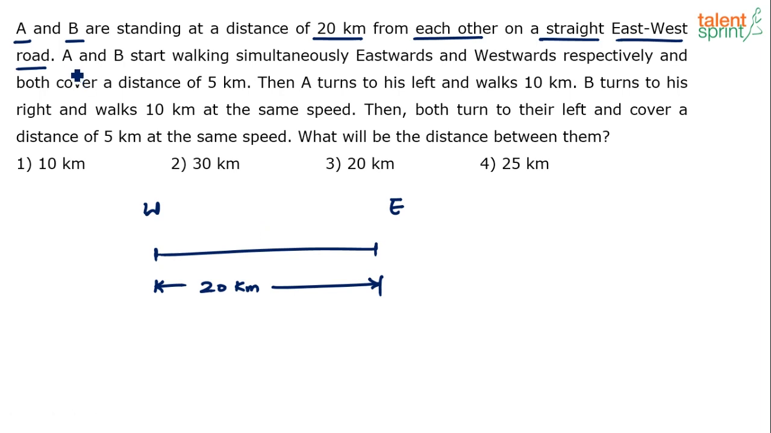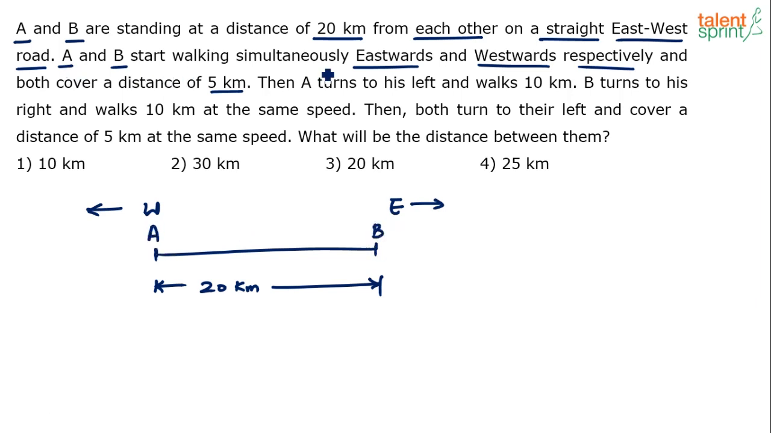But when you read the next statement, it says A and B start walking simultaneously eastwards and westwards respectively, and both cover a distance of 5 kilometers. So if you read this properly, A and B have started walking simultaneously, right, together, eastwards and westwards respectively. A is walking towards east and B is walking towards west. So the one case that can be taken is A is actually initially towards the west and B is towards the east. Getting it? A is standing at the west side and B standing on the east side.